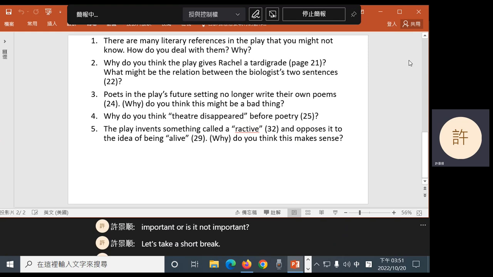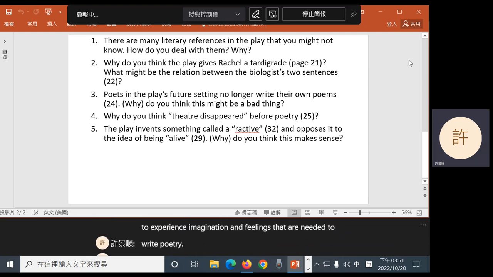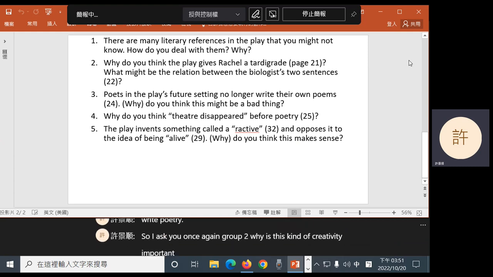Our discussion of question three has brought us to the idea that this question is really about the value, importance, or necessity, or not, of the kind of personal creativity related to experience, imagination, and feelings that is needed to write poetry. So I ask you once again, group two, why is this kind of creativity important, or is it not important?